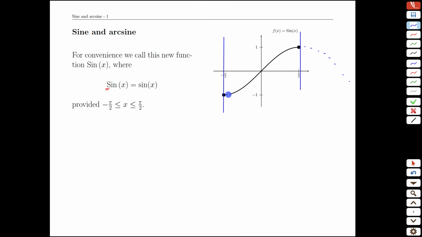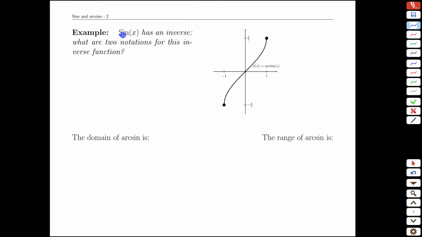Capital sine of x is exactly the same as the sine graph, except all we do is define the function only from negative pi over 2 to pi over 2. And that covers the range of y values of negative 1 to 1. So we have one complete range of outputs in this part of the cycle of sine of x. If we define this capital sine of x, it does have an inverse function.